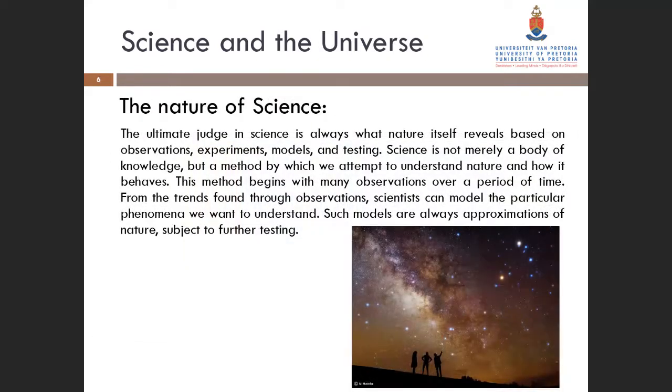So, the ultimate judge in science is always what nature itself reveals based on observations, experiments, models, and testing. Science is not merely a body of knowledge, but a method by which we attempt to understand nature and how it behaves. This method begins with many observations over a period of time. From the trends found through observations, scientists can model the particular phenomena we want to understand. Such models are always approximations of nature, subject to further testing.